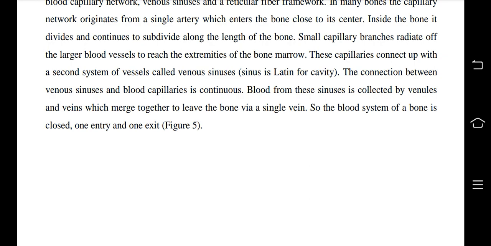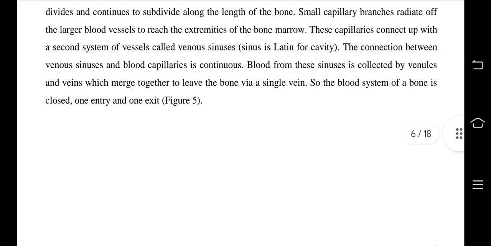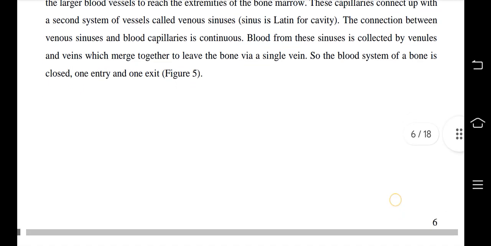Blood from the sinuses is collected by venules and veins which merge together to leave the bone via a single vein. So the blood system of a bone is closed, one entry and one exit.